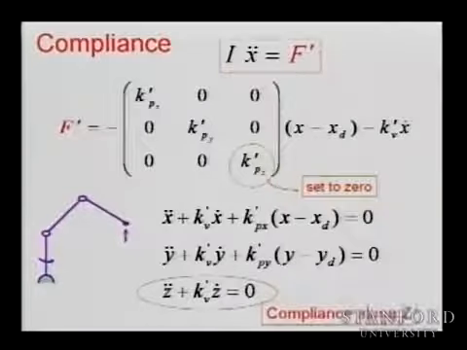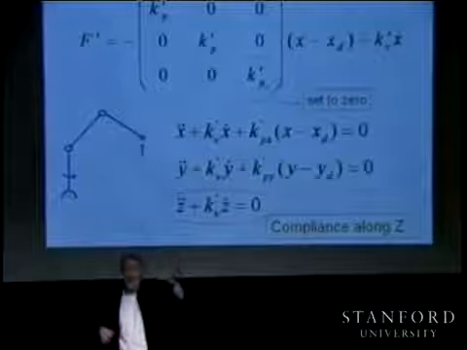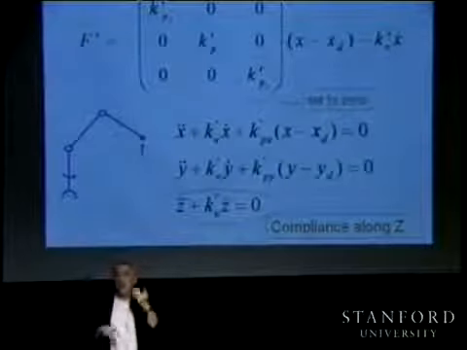So this compliance along the z direction is the first step. We later substitute this controller in the z direction with a force controller, and then we are able to control forces in the z direction as we saw earlier, and position in the other directions. So this is what we call motion control together with force control.